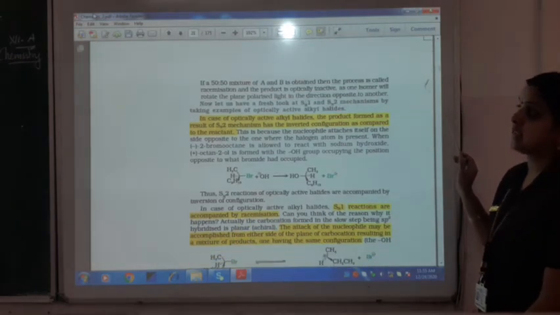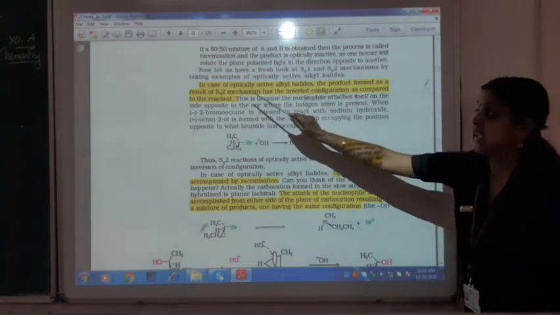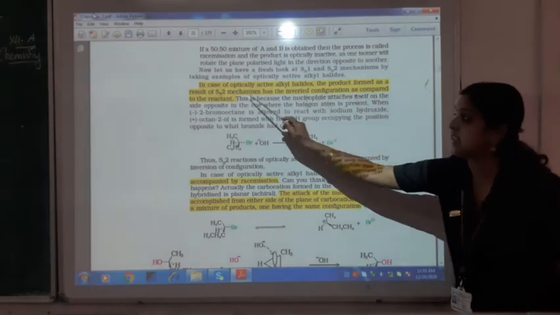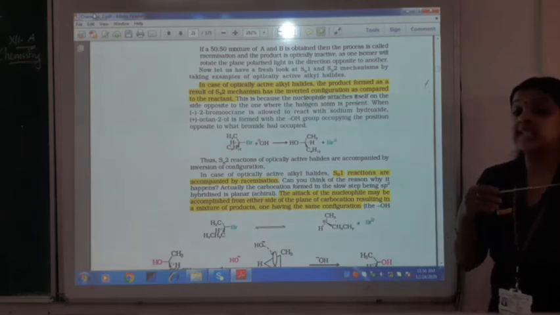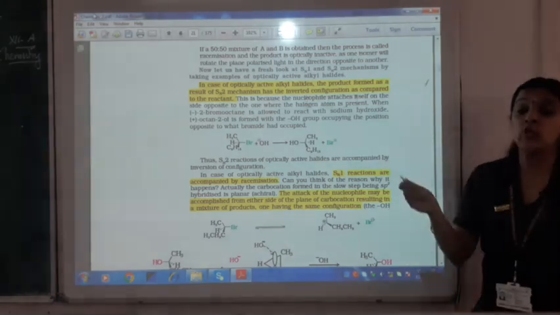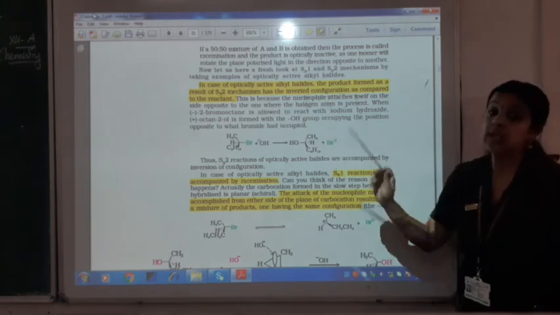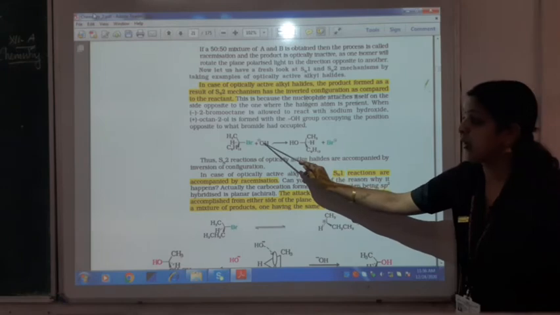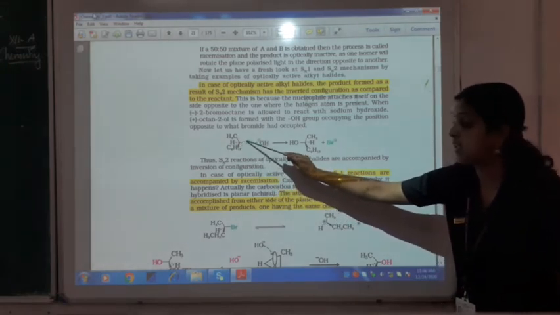Now when you take retention, inversion or racemization with SN1 and SN2 reaction, in case of optically active alkyl halides, the product formed in SN2 is inverted in configuration. Why did it become inverted? Because there is no space for the nucleophile to attack at the front side. Only from the back side the attack takes place. So that's why SN2 becomes an inversion in configuration. That's what we learned here. The OH comes and attacks at the back side of the substrate, not the front side.